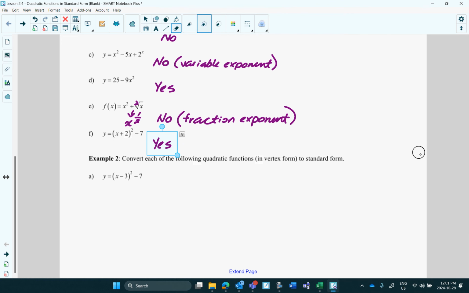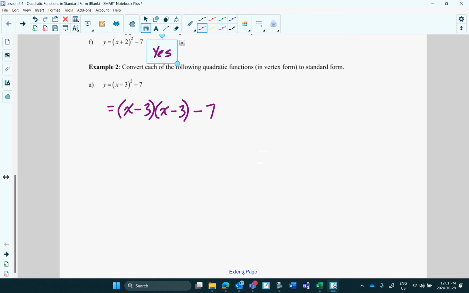Well, how do we convert? We just have to multiply it through and simplify it. So it looks like something x squared, something x, number. So remember, x minus 3 all squared means x minus 3 times x minus 3. And there's still a minus 7 after.